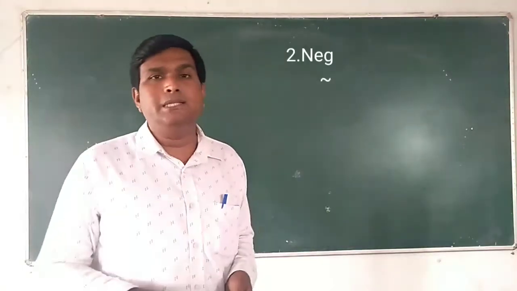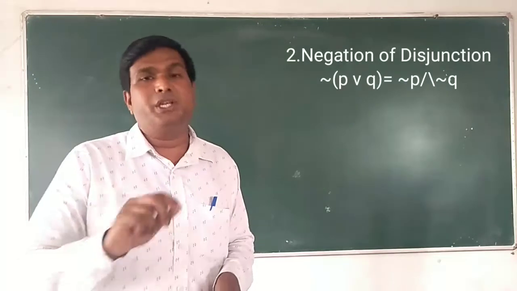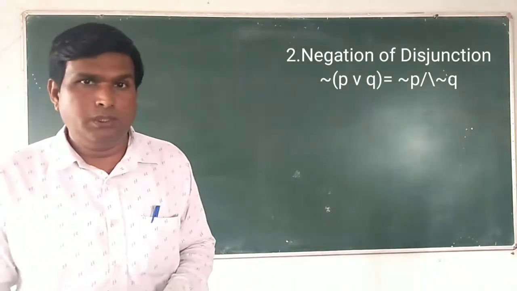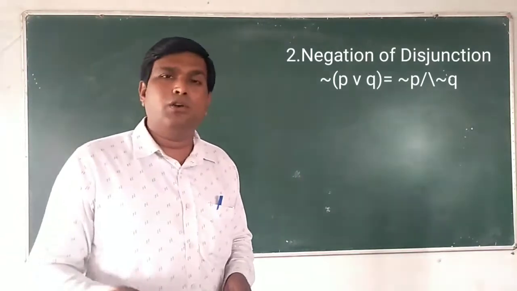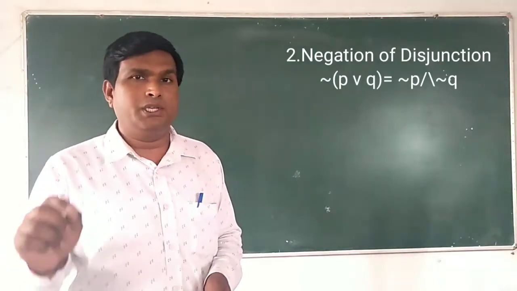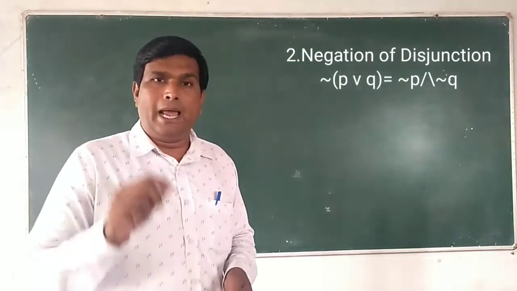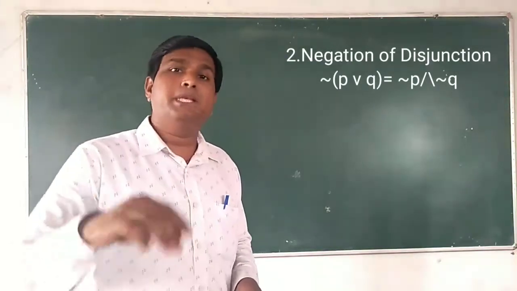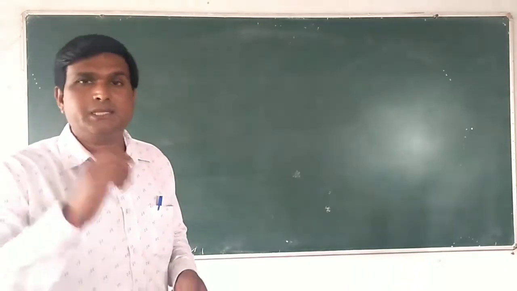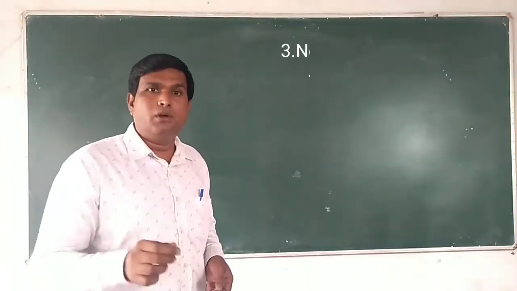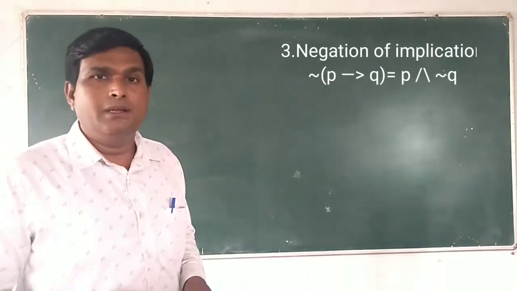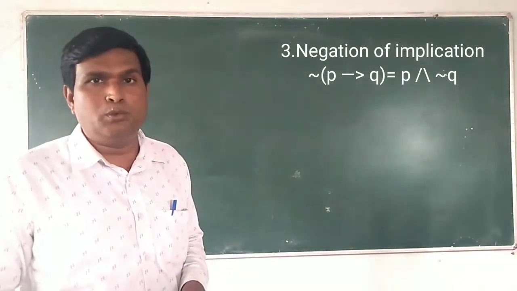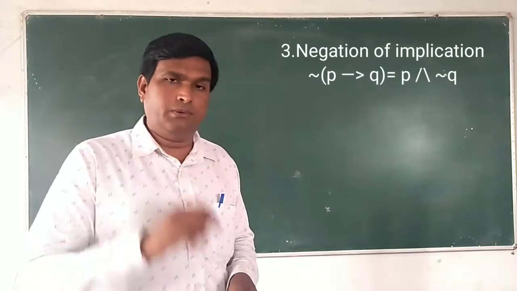The second one is negation of disjunction. The rule is negation of P or Q is equivalent to negation of P and negation of Q. Here and is replaced by or, and or is replaced by and. The next rule is negation of implication. It is negation of P implies Q is equivalent to P and not Q.